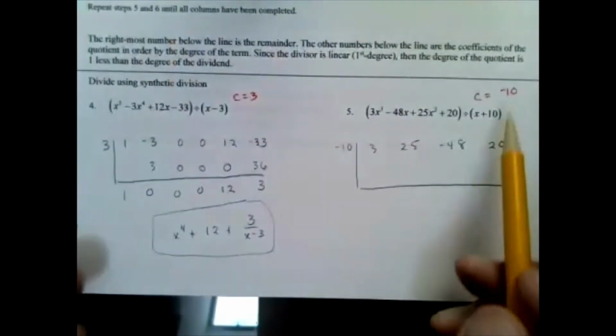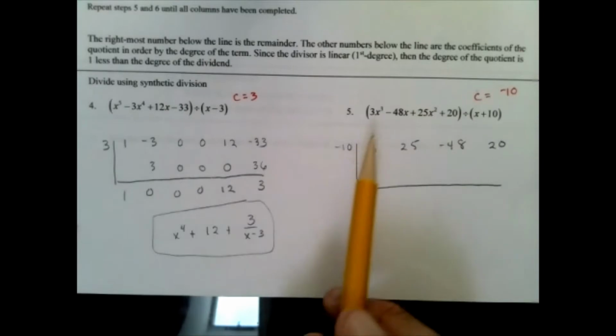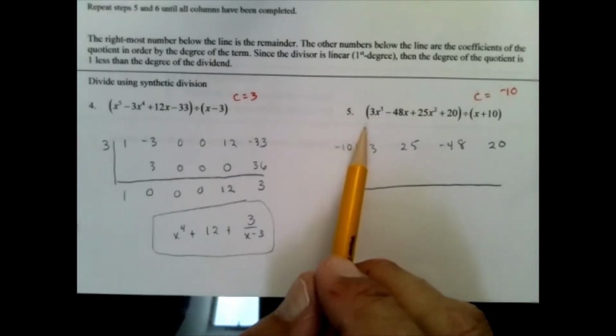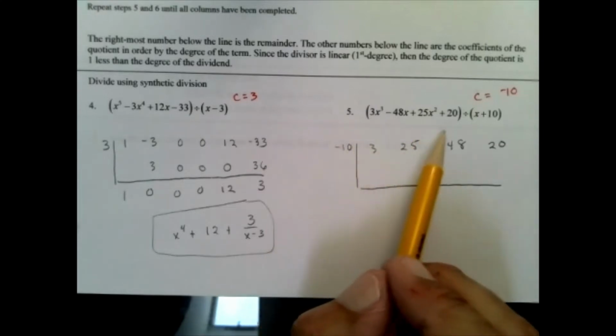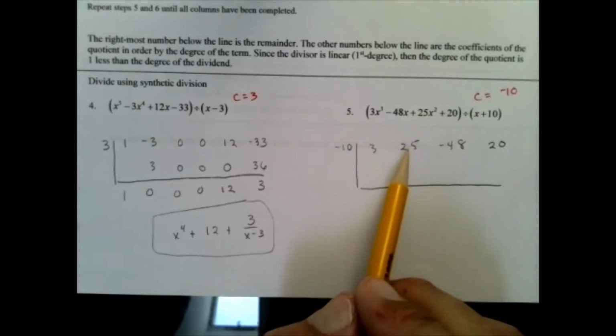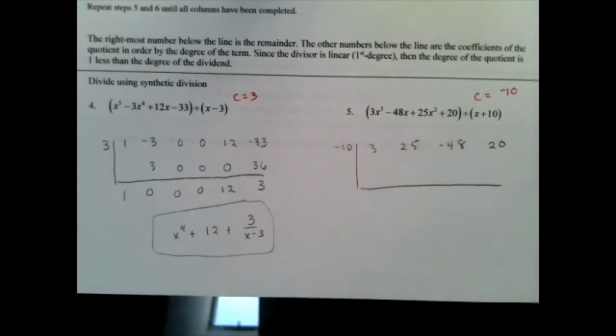Okay, number 5, tried to mess with you a little bit. This time the c is negative 10. I need coefficients to be in order. So it's 3, 25, negative 48, and 20. So I had to make sure I have my terms in the right order.